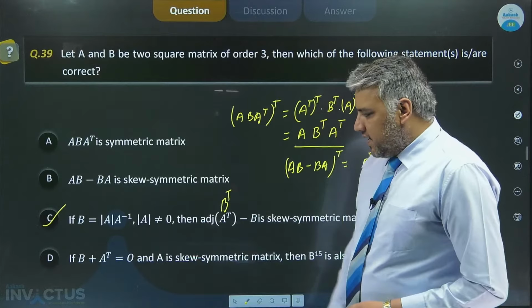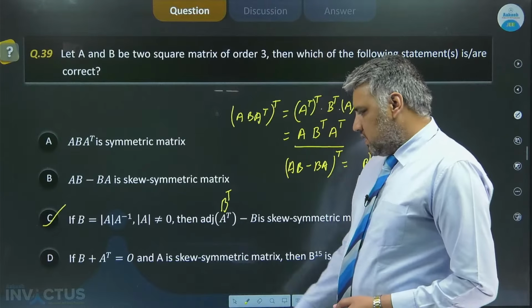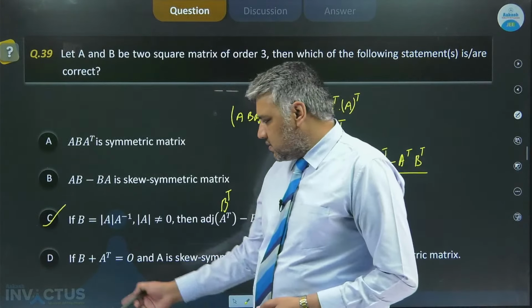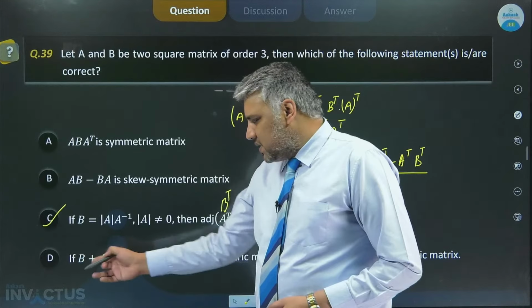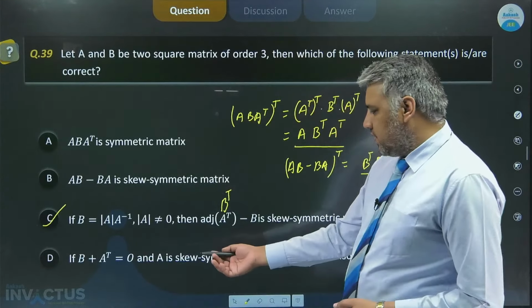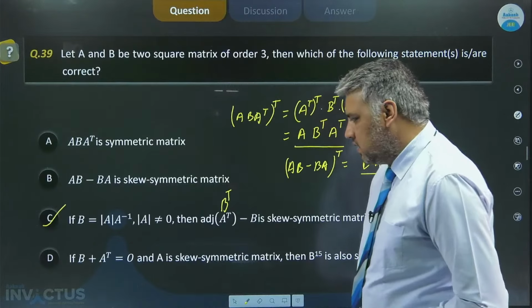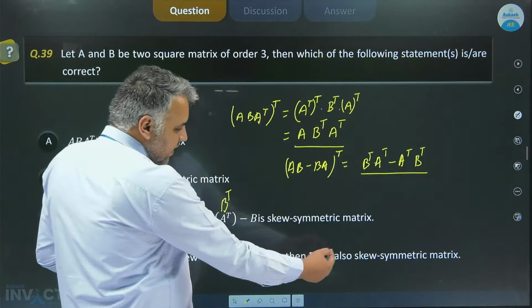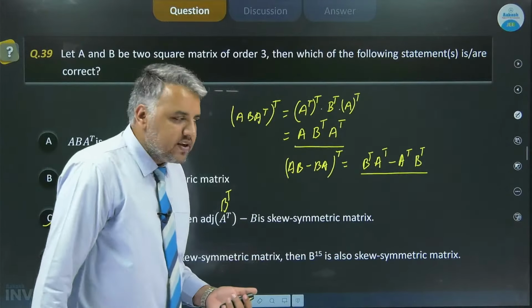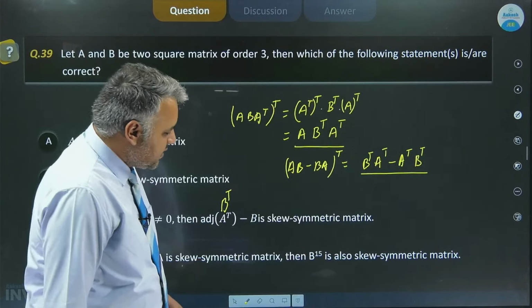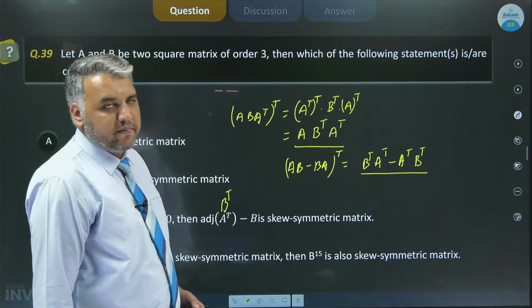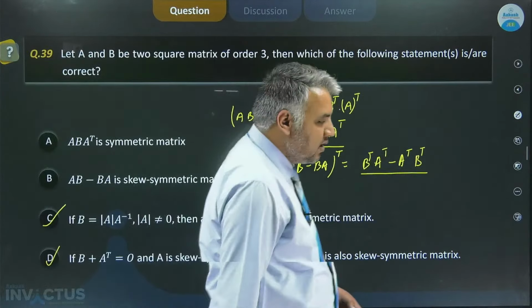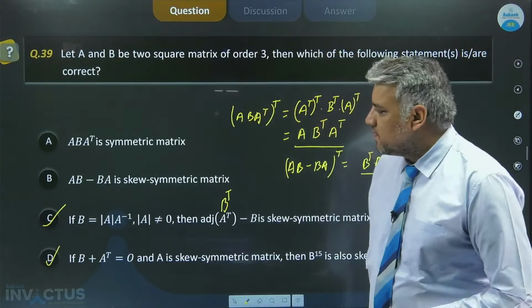If B plus A transpose is a null matrix and A is a skew-symmetric matrix, that means A plus A transpose is a null matrix. So we can say that B is equal to A, and A is a 3 cross 3 skew-symmetric matrix. So B is a 3 cross 3 skew-symmetric matrix. So B power 15 is also skew-symmetric. Obviously, if you raise a matrix to an odd power, then that will be a skew-symmetric matrix only. So option D is also correct. Let's check the answer keys.